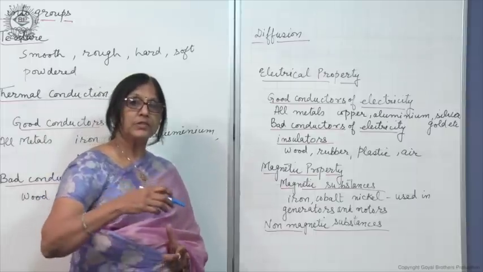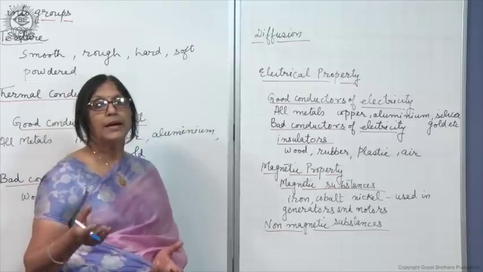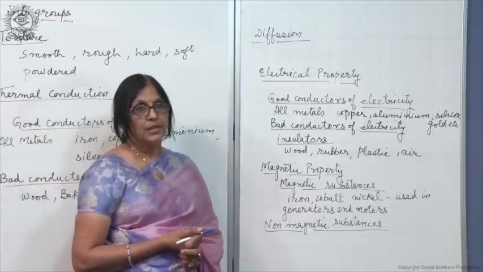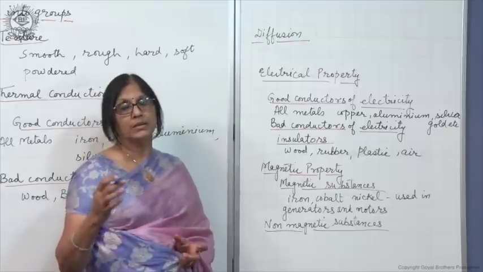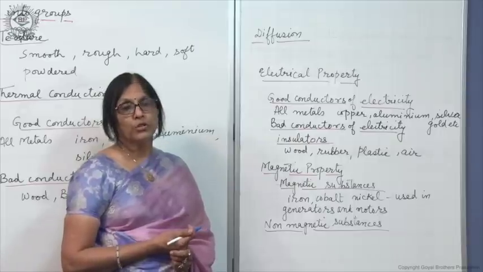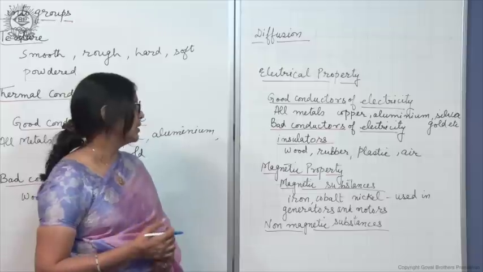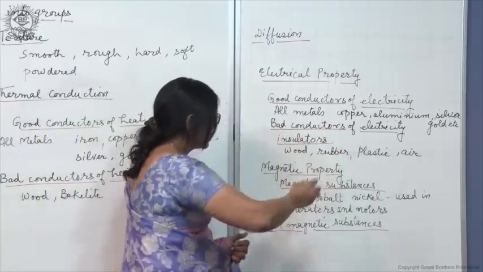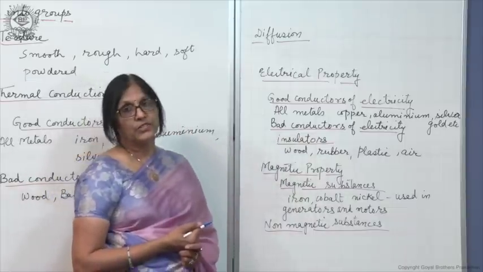And some substances do not allow the current to pass through them. They are called bad conductors of electricity and also called insulators. Now electric wires are coated with rubber, because it will not give a shock to the person handling these electric wires. So they are coated with these insulators. So what are the various insulators? These are wood, rubber, plastic, air. Air is also a bad conductor of electricity.